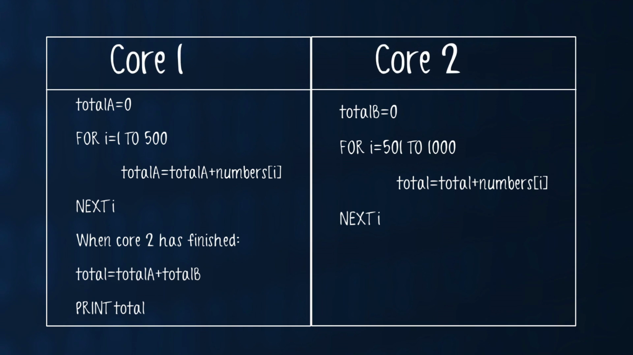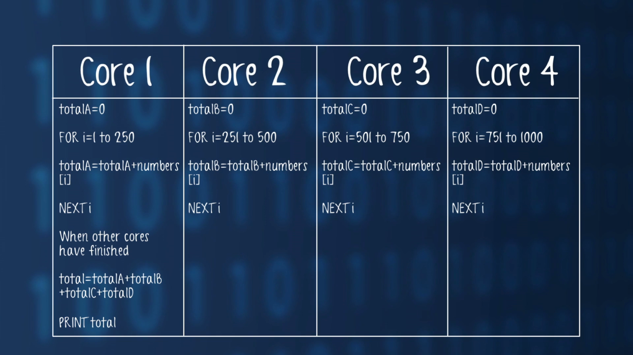This time, one core runs a for loop 500 times to add the first half of the array, and at the same time as it is doing this, core 2 runs a for loop to add the second half of the array. This means we can complete the task in almost half the time. The more cores we have, the quicker we can run the program. So with 4 cores, we can run in nearly a quarter of the time. 8 cores, nearly an eighth, and so on.